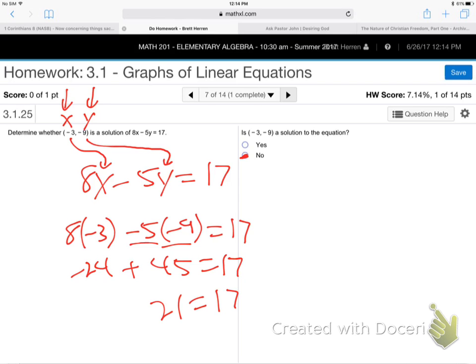So that's what it means to be a solution to an equation. When you plug in, it makes it true. So if it doesn't make it true, it's a no. We good to there? All right, if they'd come out equal, it'd be yes. So it's a no. All right.